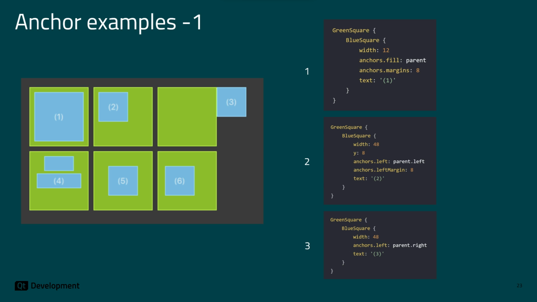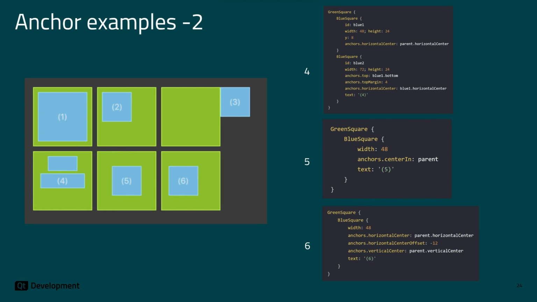In these examples, taken from our documentation, we can see how they work. In the first example, the blue square's anchor is set to fill the parent item, but since the margins are set to 8 pixels, the blue square will only fill the green square up to an 8 pixel distance. In the second example, the blue square is anchored on the left anchor line of the green square, while its y-coordinate is set to 8. The third example shows the behavior when anchored on the parent's right anchor line.